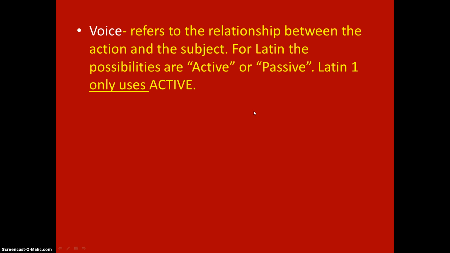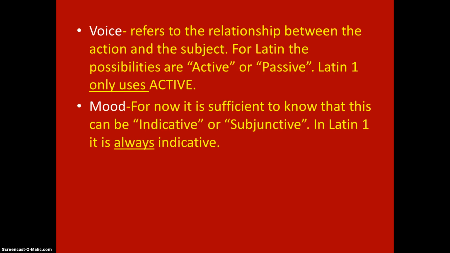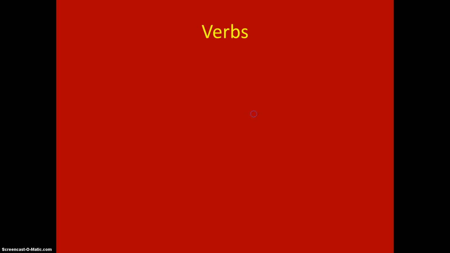When we talk about verbs, voice just refers to the relationship between the action and the subject. For Latin 1, we're only going to use active, so don't worry too much about that. The same goes for mood. Latin has two of them, indicative and subjunctive, but in Latin 1 we only use the indicative mood.